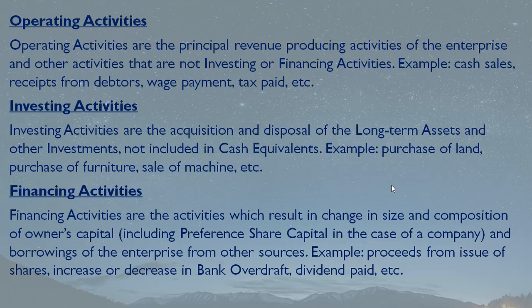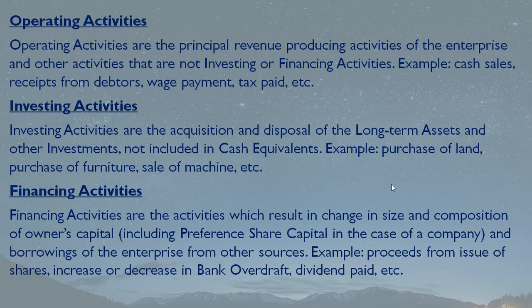Now, the three activities have already been discussed in brief before. Now let us discuss them in detail, but not too much. Okay, so now operating activities, investing activities, and financing activities. So what do you mean by operating activities? By operating activities, we mean the principal activities of a business firm, which are not investing or financing activities.